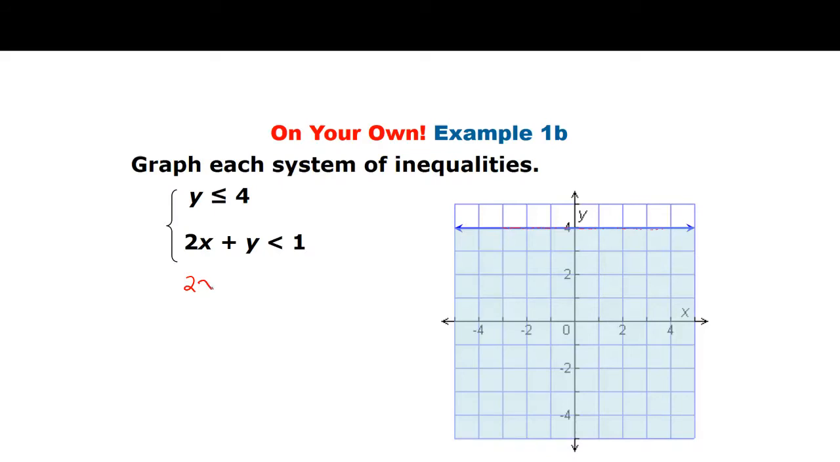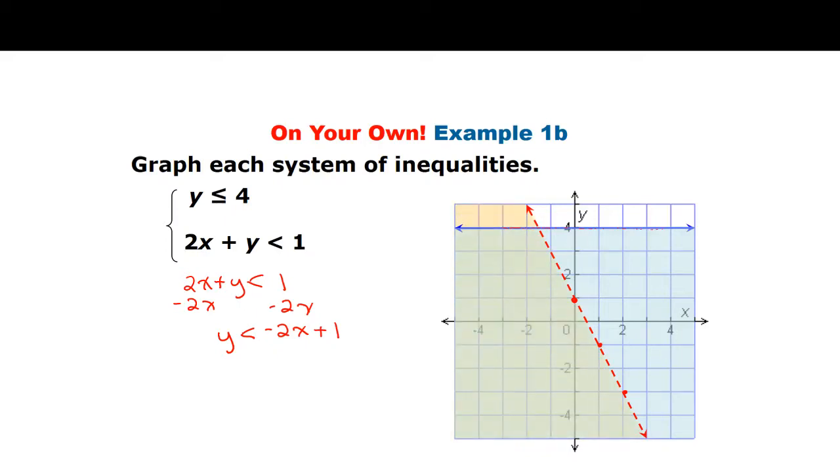Then the next one we need to solve again. So we have 2x plus y less than 1. Let's subtract 2x from both sides, and we end up with y is less than negative 2x plus 1. Let's go ahead and graph that. When x is 0, y is 1, and we're going to go down 2 over 1. This one is going to be a dashed line because it's not equal. And this one says y is less than that, so we're going to shade the less than side. Notice that everything in this green that shares the shading is going to be part of our solution.